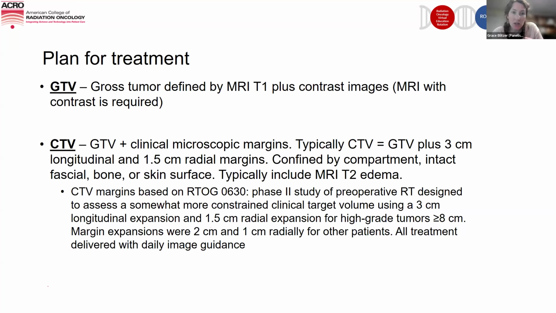Alrighty, and then for the CTV, the other thing I wanted to include for contouring is think about how it should be confined by the compartment. So you do your expansions, your 3 and 1.5 cm. And then if you're going into bone, you shave back. If you have an anterior compartment sarcoma, and then that CTV expansion gets you into the posterior compartment, shave that off. And then you want to include the T2 edema shown on your MRI. Next slide.